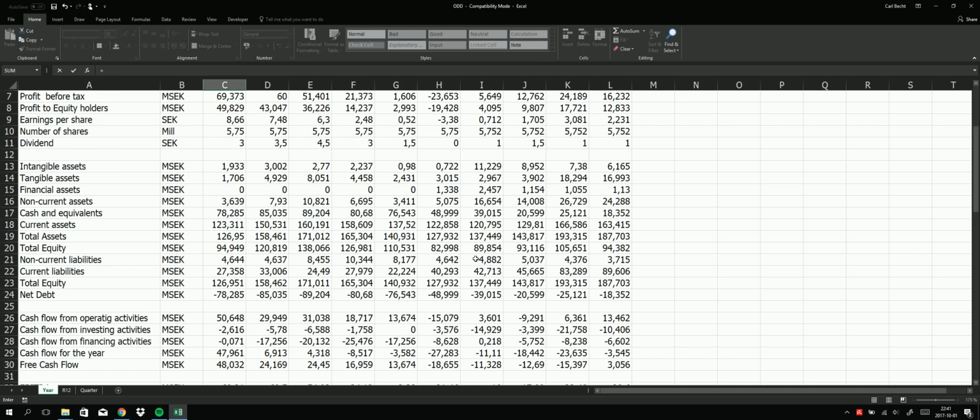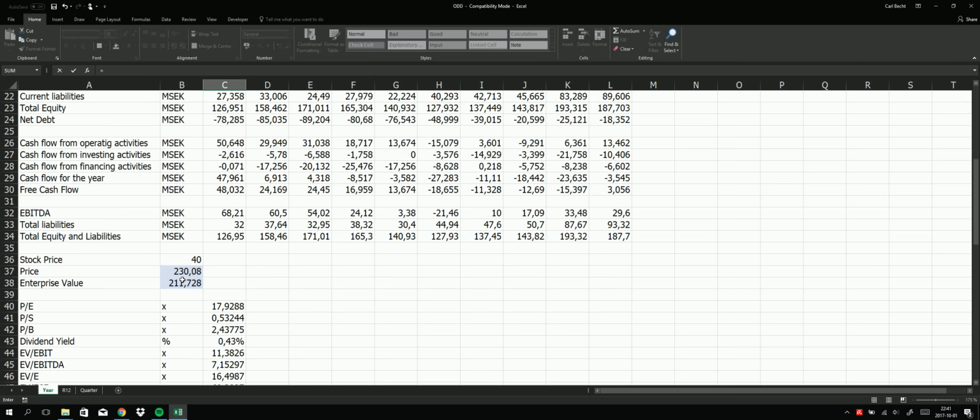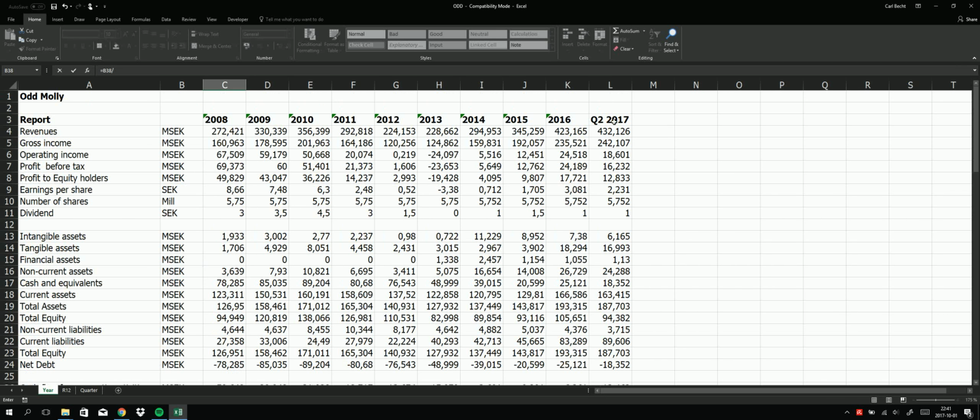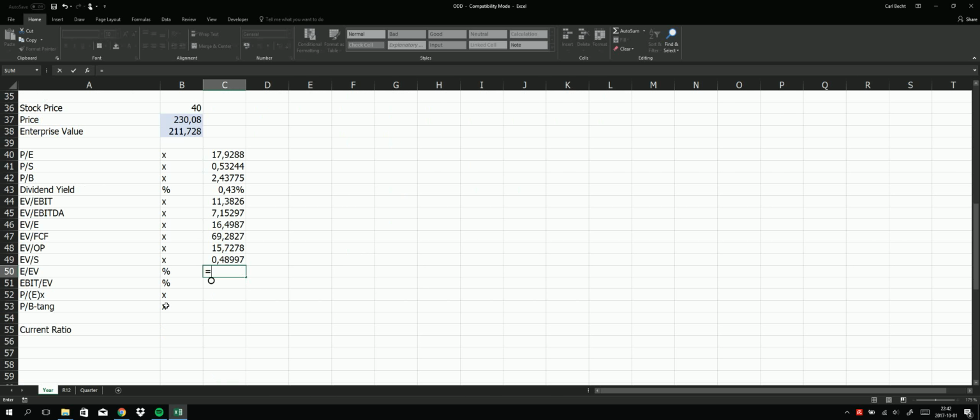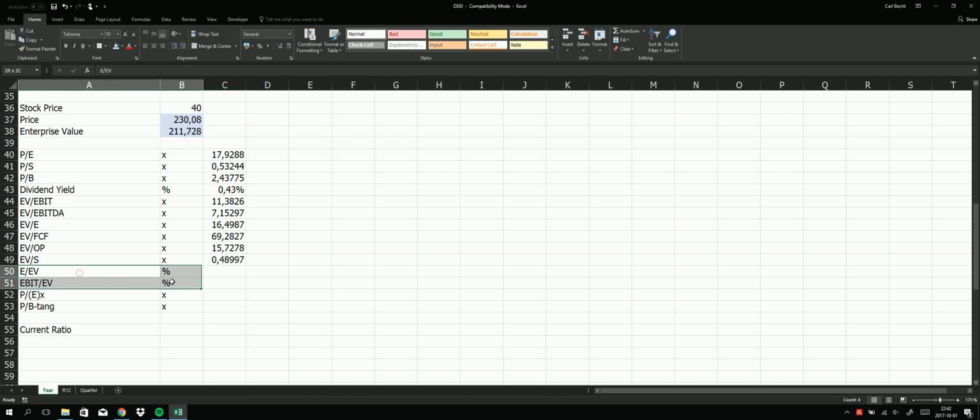Enterprise value to sales, same as price to sales, just like that. And earnings to enterprise value is a really stupid metric. It's like the inverse of enterprise value to earnings, but it's not very intuitive in my opinion. So I'm not sure what this is. Then you have your price to tangible book.